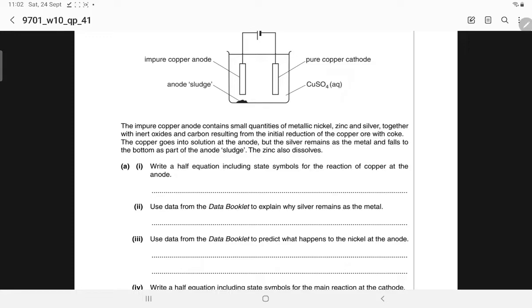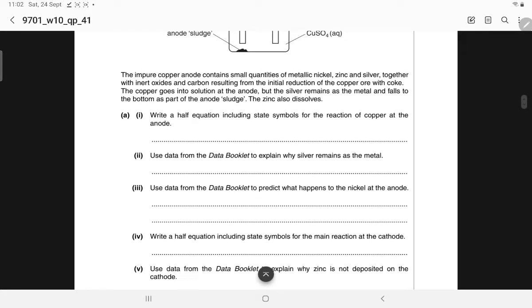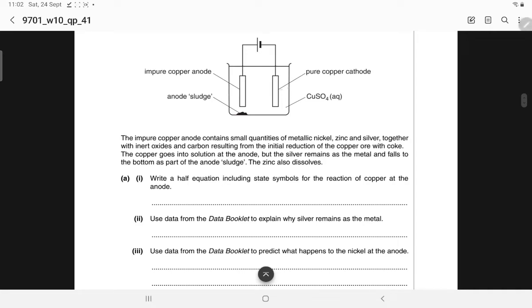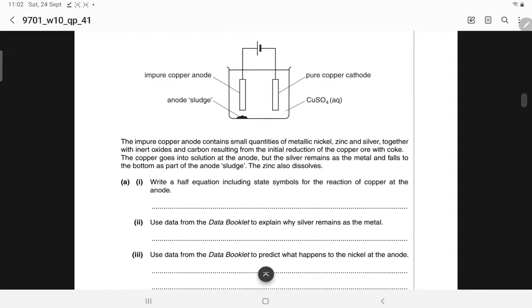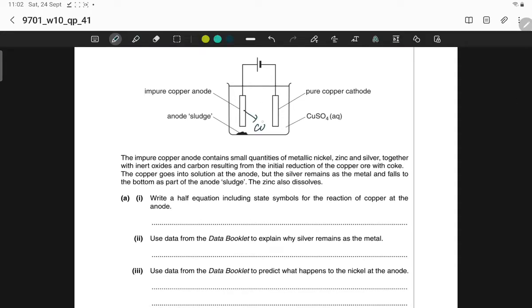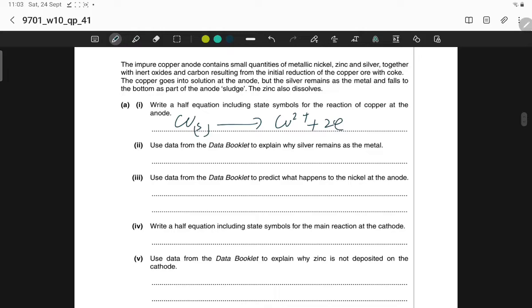The zinc also dissolves. Write the half equation, including state symbols, for the reaction of copper at the anode. So the anode is the impure copper, which dissolves in the solution and forms copper 2+ ions. The reaction is: copper solid dissolves to form Cu2+ plus 2 electrons. Use data from the data booklet to explain why silver remains as the metal.